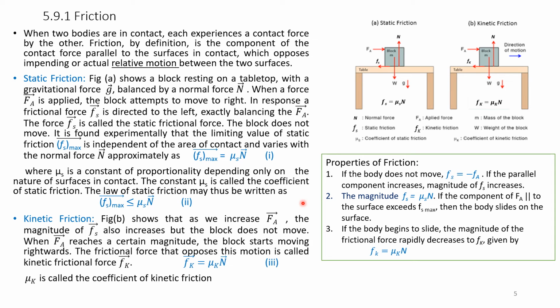Property number 3. If the body begins to slide on the surface, the magnitude of the frictional force rapidly decreases to a constant value Fk given by the relation Fk is equal to mu k into N. Mu s and mu k are as described earlier in this section.